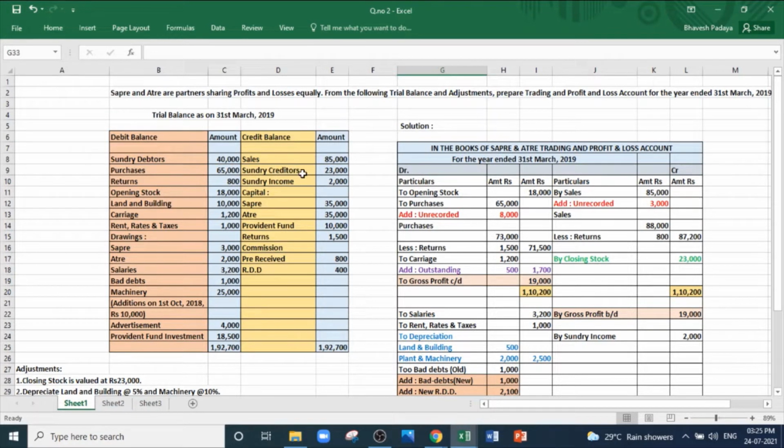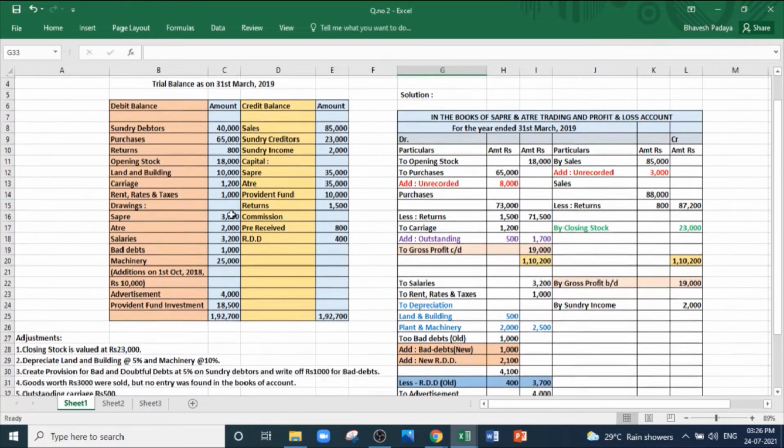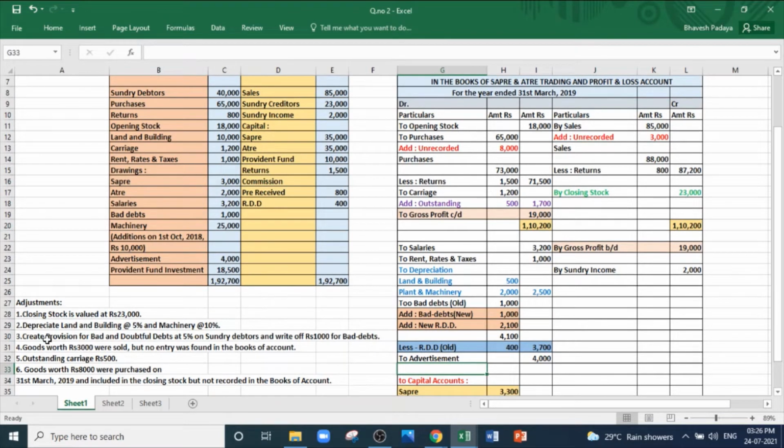Sales, creditors, sundry income, capitals of S.Y.J.C and S.Y.J.C. Provident fund, returns, these are purchase returns. Commission, pre-received, commission which is pre-received, and RTD. Then we have closing stock. The adjustments are, the first is always the closing stock. Closing stock will go to the trading account credit side and asset.